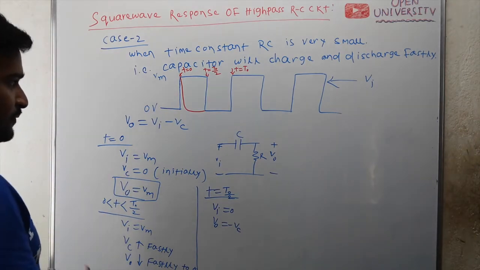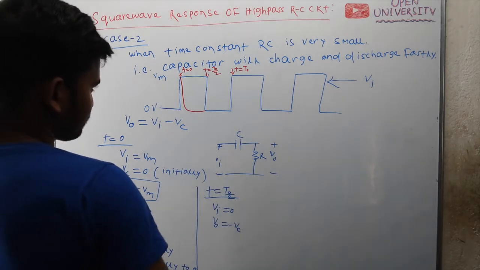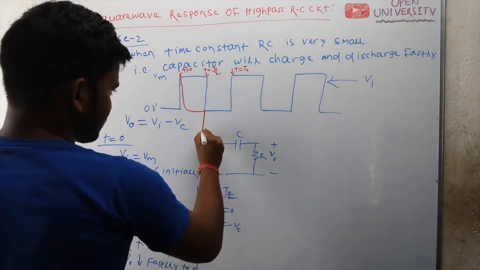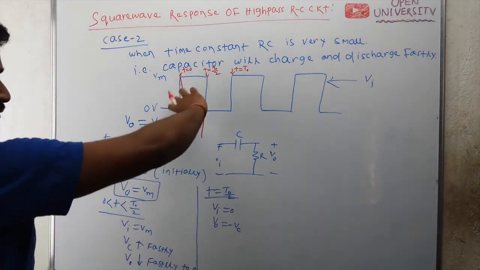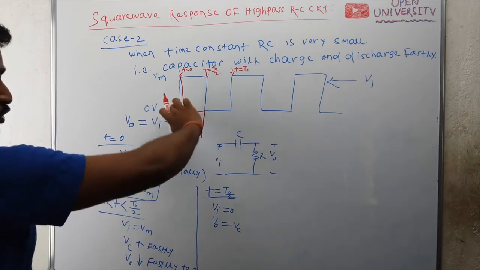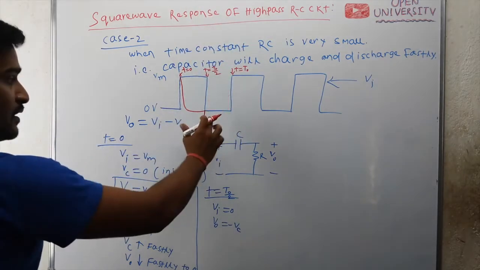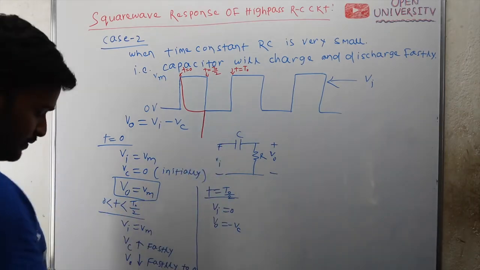Okay, so what will be the output waveform? Output waveform will be minus Vc, that is nothing but this, that is minus Vm. In this interval, capacitor will charge to the maximum value Vm, so capacitor will hold a voltage of Vm. So at this point, output voltage will be minus Vm.